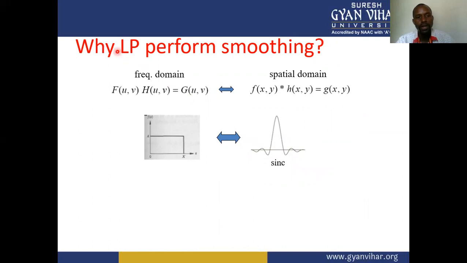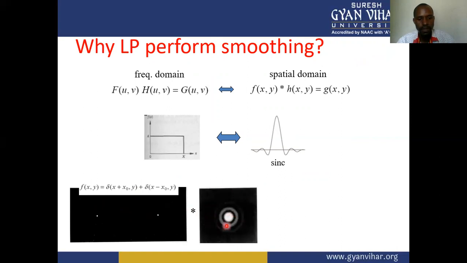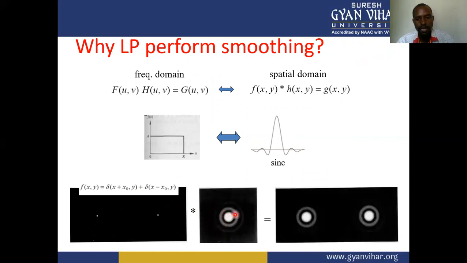Next we're going to look at why LP, low pass, filters perform smoothing. We have input in the frequency domain as well as input in the spatial domain. In this case, we are transferring a frequency domain image into the spatial domain and a spatial one into the frequency domain. These two inputs are then multiplied by a spatial domain image, and we get the output as shown here.